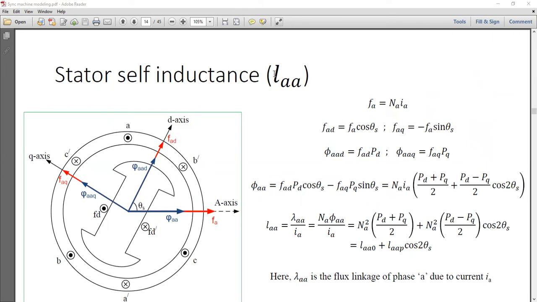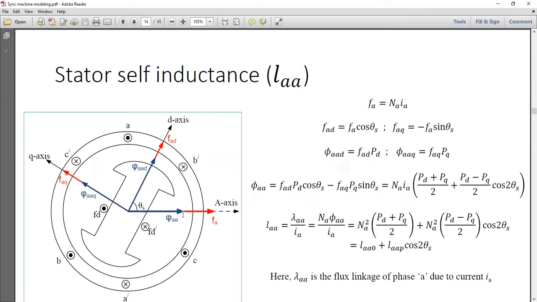First of all, we are trying to calculate LAA. That is the stator self-inductance, one of them. Similarly, you could have LBB and LCC. We are taking only one of them as an example. So for LAA, let's calculate the MMF along the A axis. So FA, what would that be? NI: NA, the number of turns in the A axis, and the current flowing through the A axis.